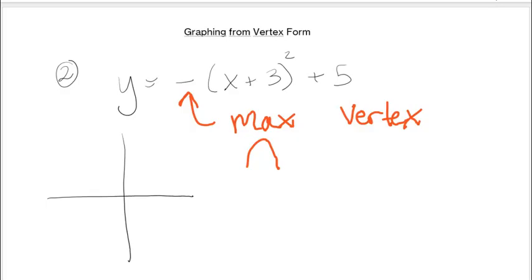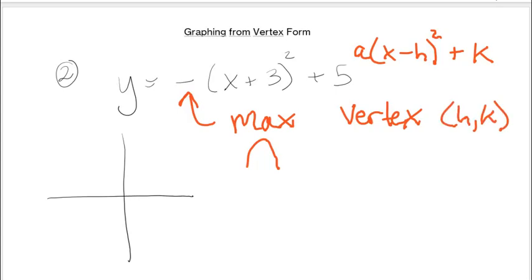So vertex form is really helpful if you want to know the maximum or minimum. And as we get into some application, that's going to be helpful. So your vertex form is x minus h squared plus k. So when you are finding the vertex, it is (h, k).